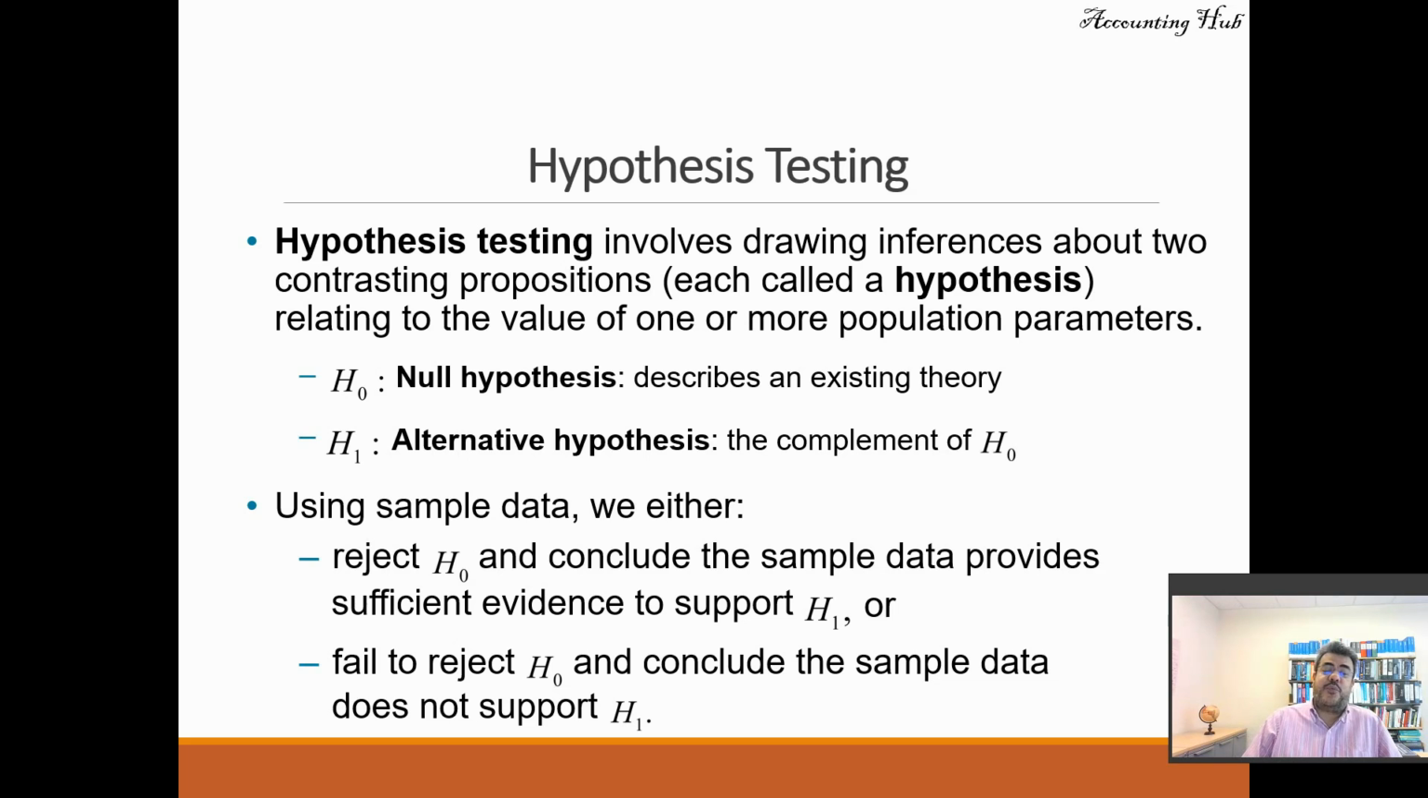Using sample data, we either reject H0 and conclude this sample data provides sufficient evidence to support H1, or fail to reject H0 and conclude the sample data does not support H1. So here we have a lot of yes and no's. That is how we work.